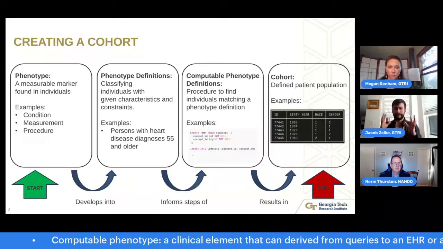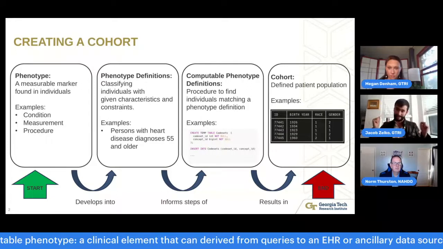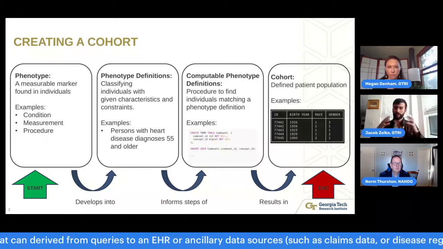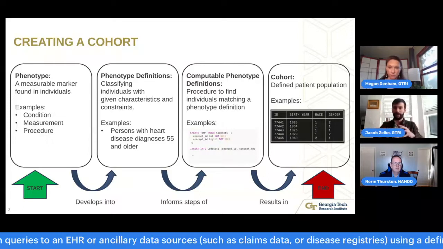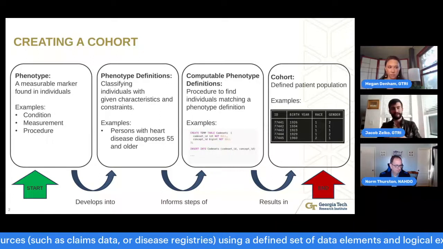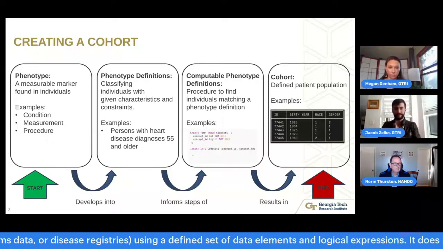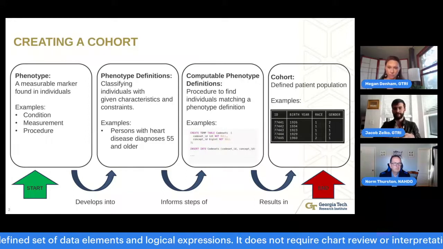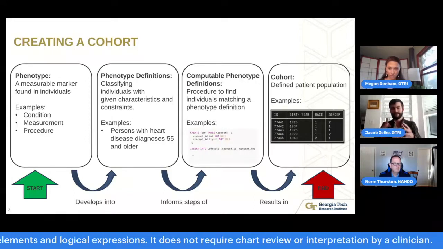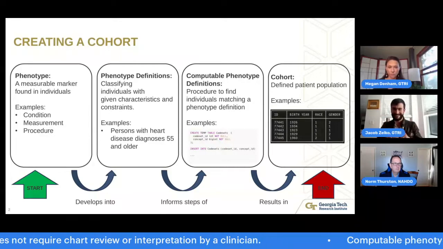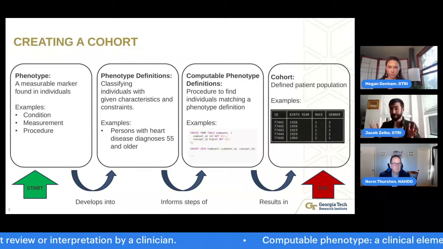Then we move on to the most important step in this process, which is where we actually deploy an idea or a phenotype definition onto an APCD or associated medical database structure. And this is what is known as a computable phenotype definition. This is the procedure that we tell the database to follow to find the individuals matching a phenotype definition given our criteria. Seen below in very small text is an example of a query that one could run using the popular language SQL.